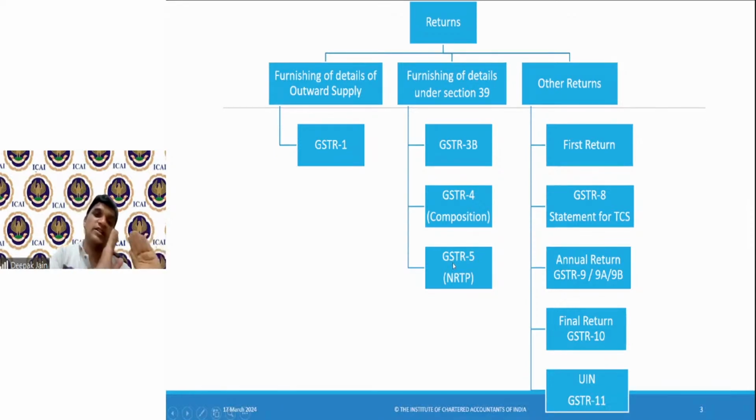Clear? So GSTR-1, in a case where the supplier doesn't pay taxes, the receiver has to pay taxes. Still, he will report in this GSTR-1. And the receiver, even if he pays taxes, cannot report in somebody else's GSTR-1. In his own GSTR-1 also, he cannot report reverse charge mechanism concepts because that is not his outward supply. The word used here is furnishing of details of outward supply.